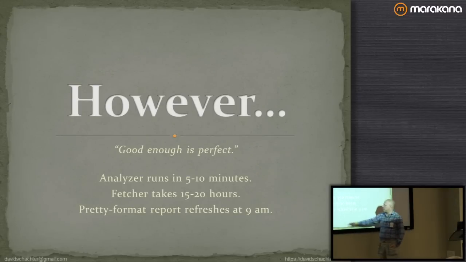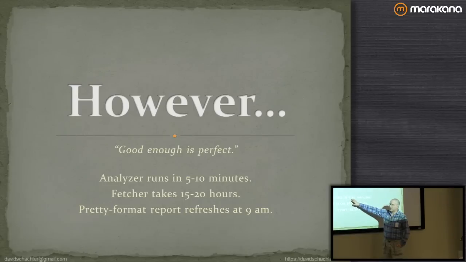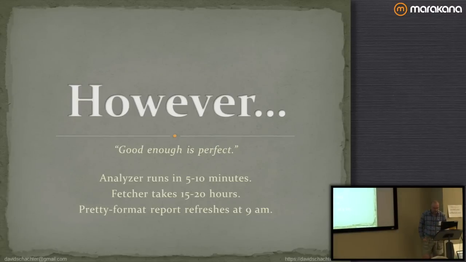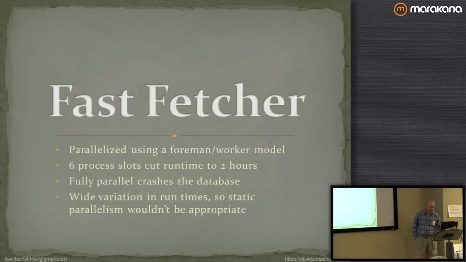Good enough is perfect. At this point, the analyzer was taking 5 to 10 minutes. It's still taking 5 to 10 minutes. The fetcher takes 15 hours. So pretty clearly, speeding up the analyzer anymore was pointless. At 9 a.m., the pretty printer runs to generate reports from this. If we don't have this stuff done by 9 a.m., it doesn't really matter. Well, if the fetcher is the bottleneck, what do we do?